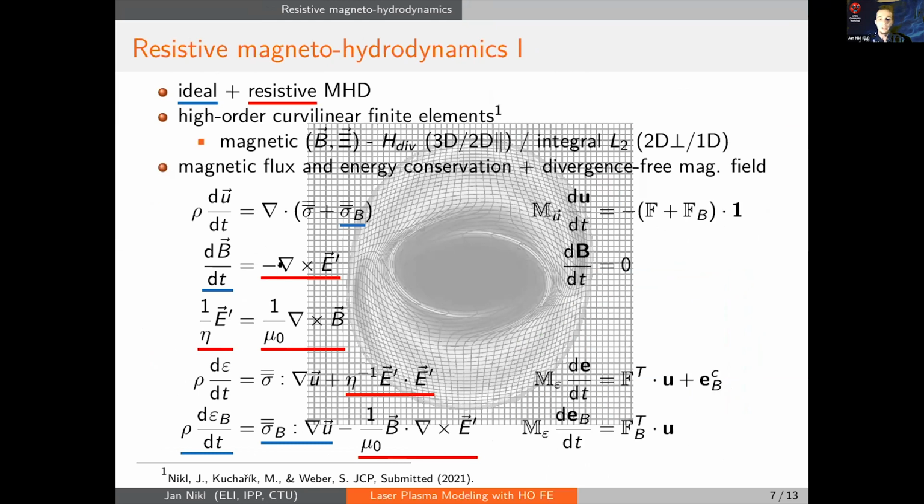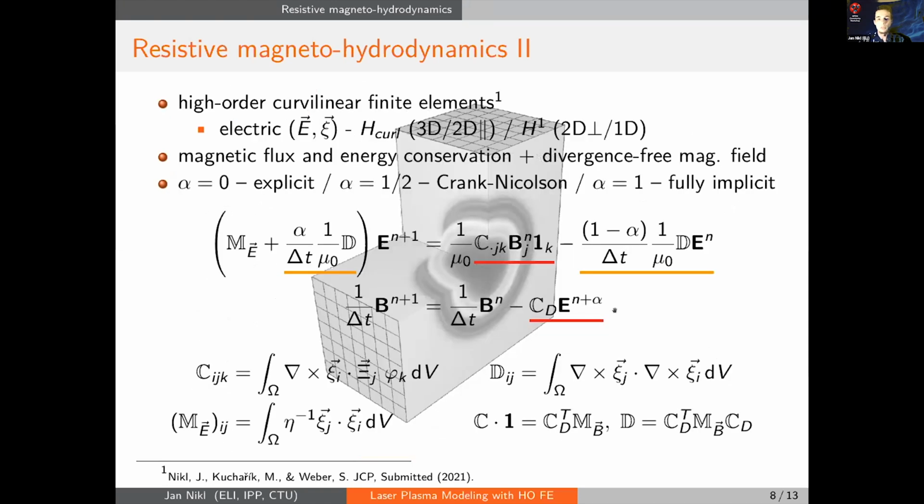We then use HDiv or integral L2 finite elements for the magnetic field. And this way, the magnetic field remains divergence free and the magnetic flux is conserved. And also the total energy is conserved. The construction is analogous to the classical hydro. There is just a little corrective term.